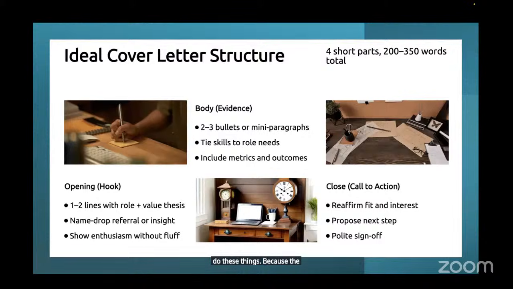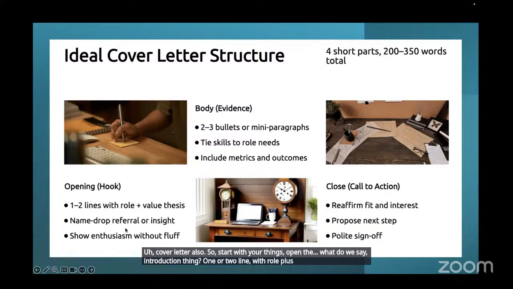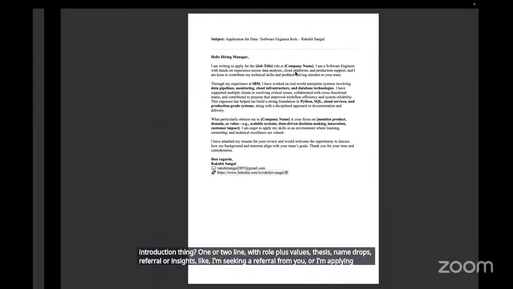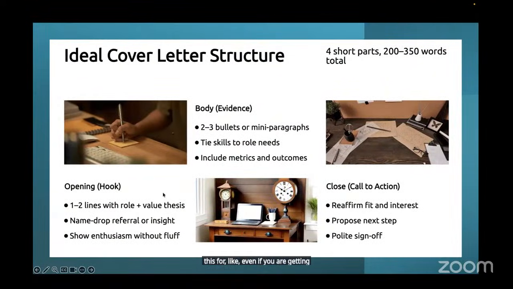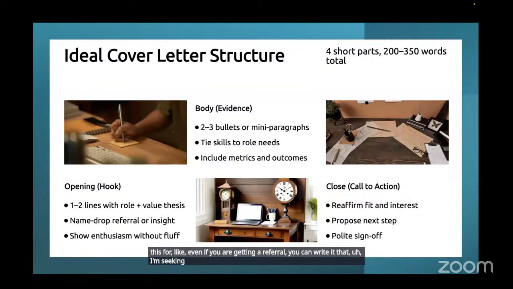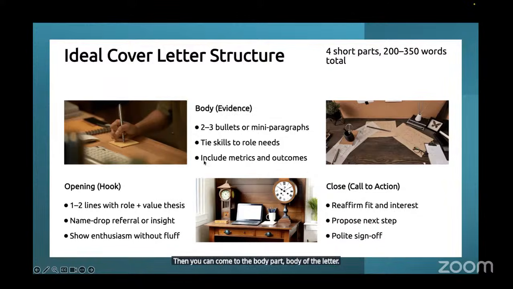Because the first skill that you will gain is the ability to write a cover letter. So start with the introduction, 1 or 2 lines with role plus values, thesis, name drops, referral or insights, like I'm seeking a referral from you, or I'm writing to apply. Even if you are getting a referral, you can write that I'm seeking a referral for XYZ opportunity. Then you can come to the body of the letter, that is 2 to 3 bulleted points in which your skills are tied, and include your outcomes that I have added over here. Here it is.